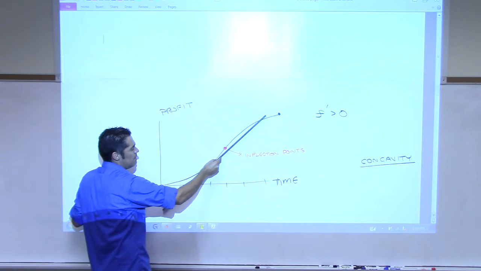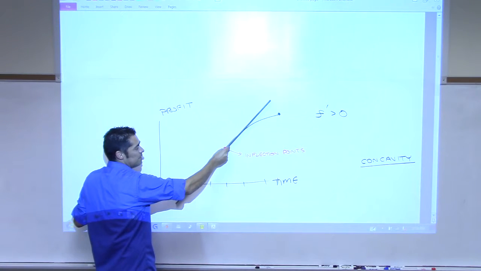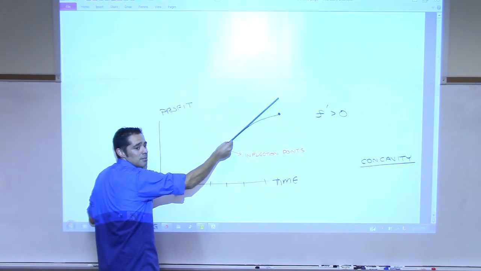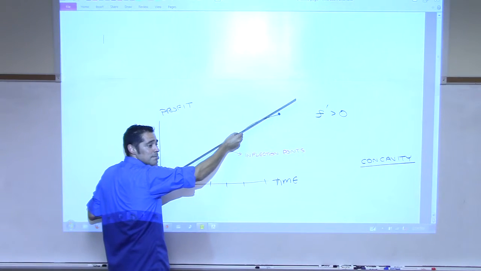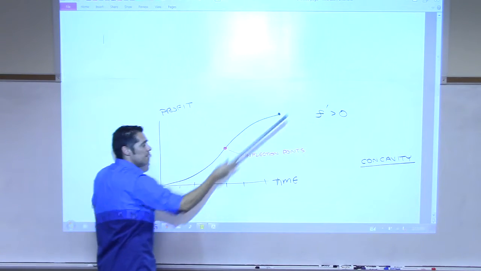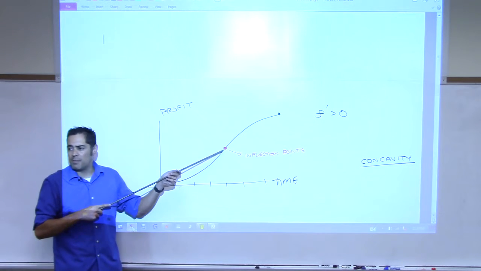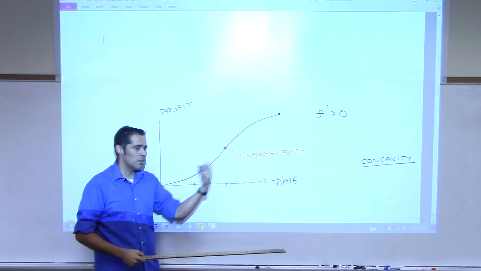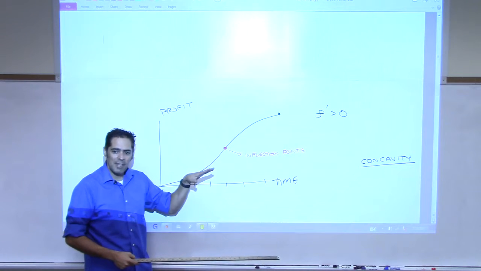I go up, go up, go up. My profit is increasing, right? To the right of this point, is my profit still increasing? Yes, but it slows down. My profit is not as steep, is it? This point in business is called the point of diminishing return. It's the point at which you're still getting return, but it's diminishing as you're going.